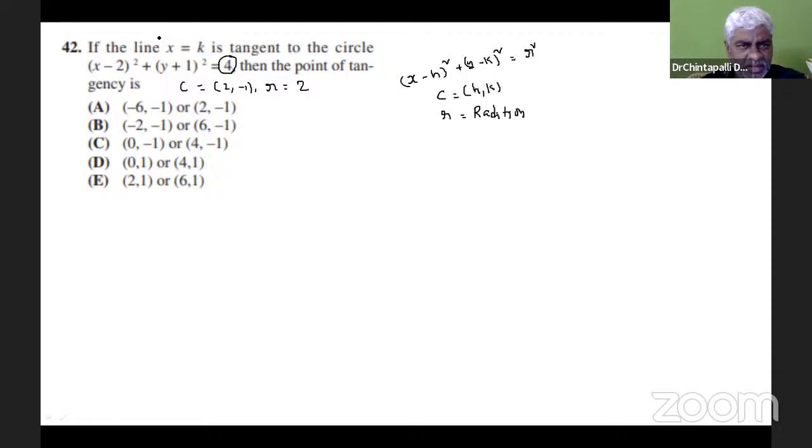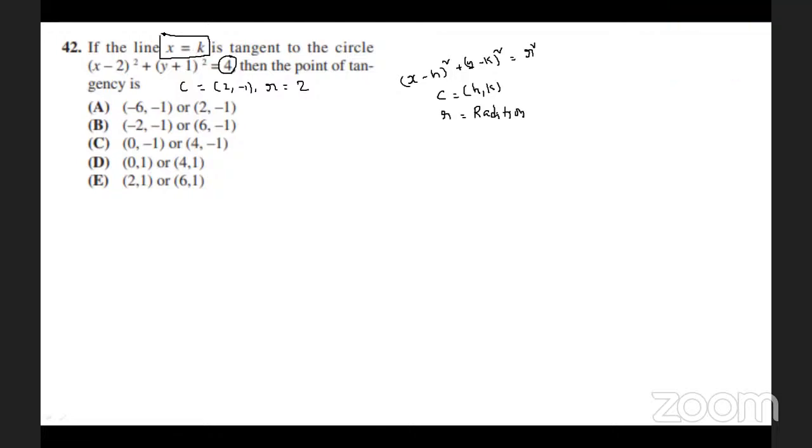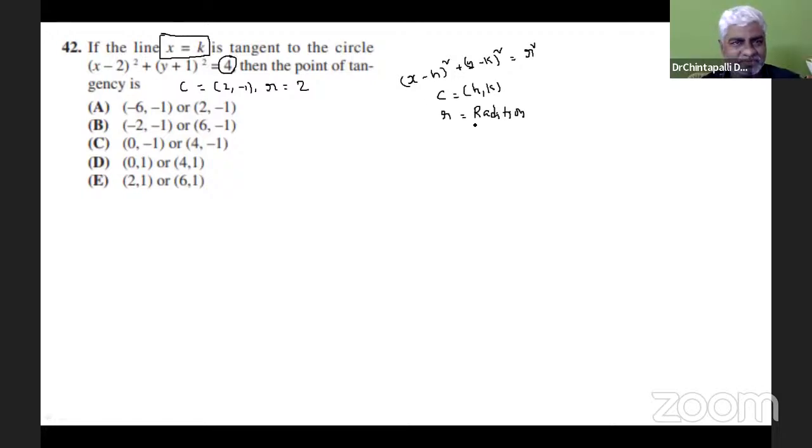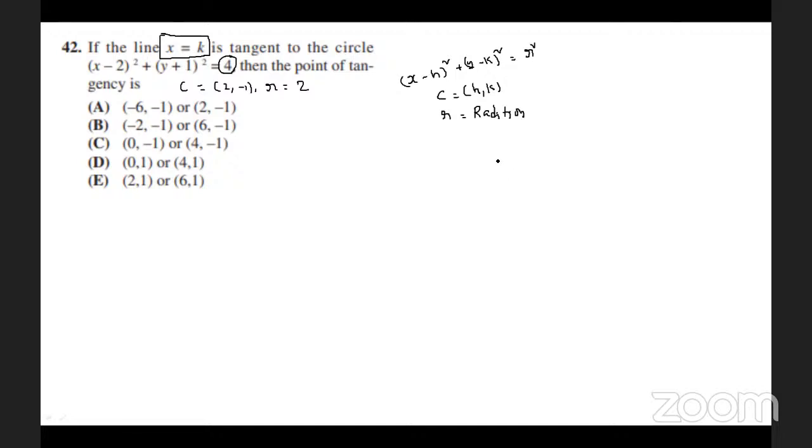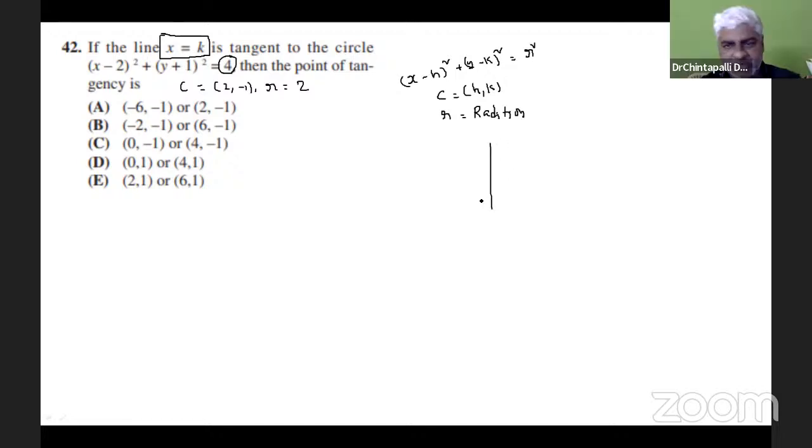First of all, think about this. x is equal to k. What do you mean by x is equal to k? It is a straight line. Yes, sir. It is a straight line. Yes, vertical line. First of all, let us think about x is equal to k.